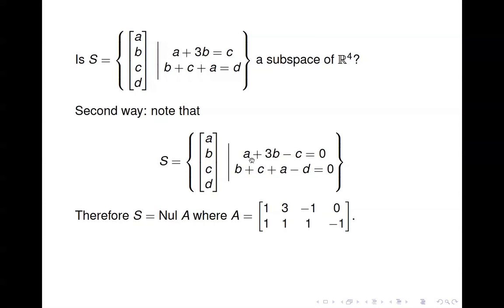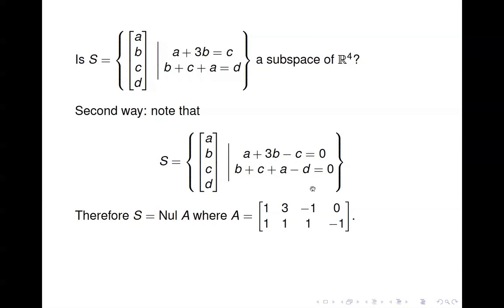system of equations. So you see 1, 3, negative 1 for A, B, C, and then 0 for D, from the first equation. And then the second equation, we get 1 times A plus 1 times B plus 1 times C minus 1 times D. So that's where this second row comes from. So remember what the null space of a matrix is. It's just the set of all solutions to AX equals 0.